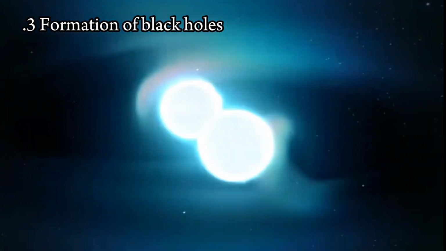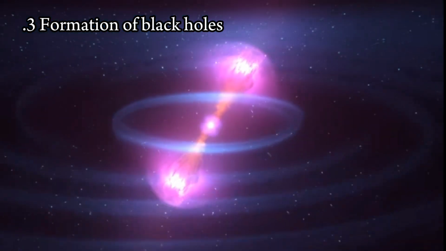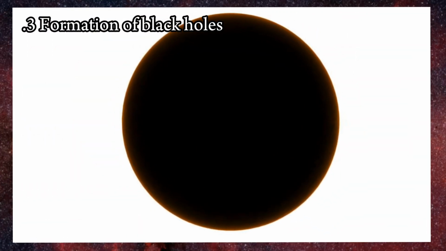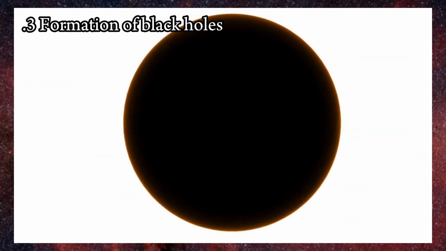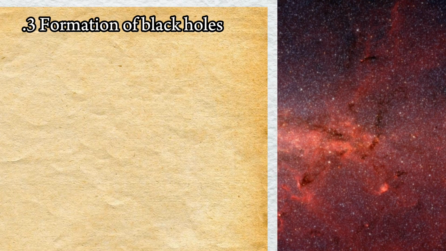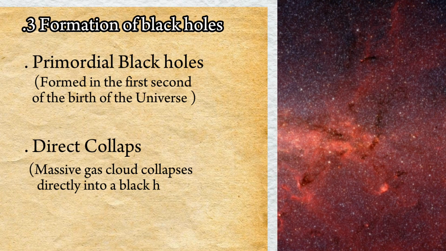The immense gravity of these events warps spacetime, creating a boundary called the event horizon. Inside the black hole, this process creates a region of spacetime with infinite density and zero volume. There are a few more theoretical ways through which black holes are formed which are yet to be proven.